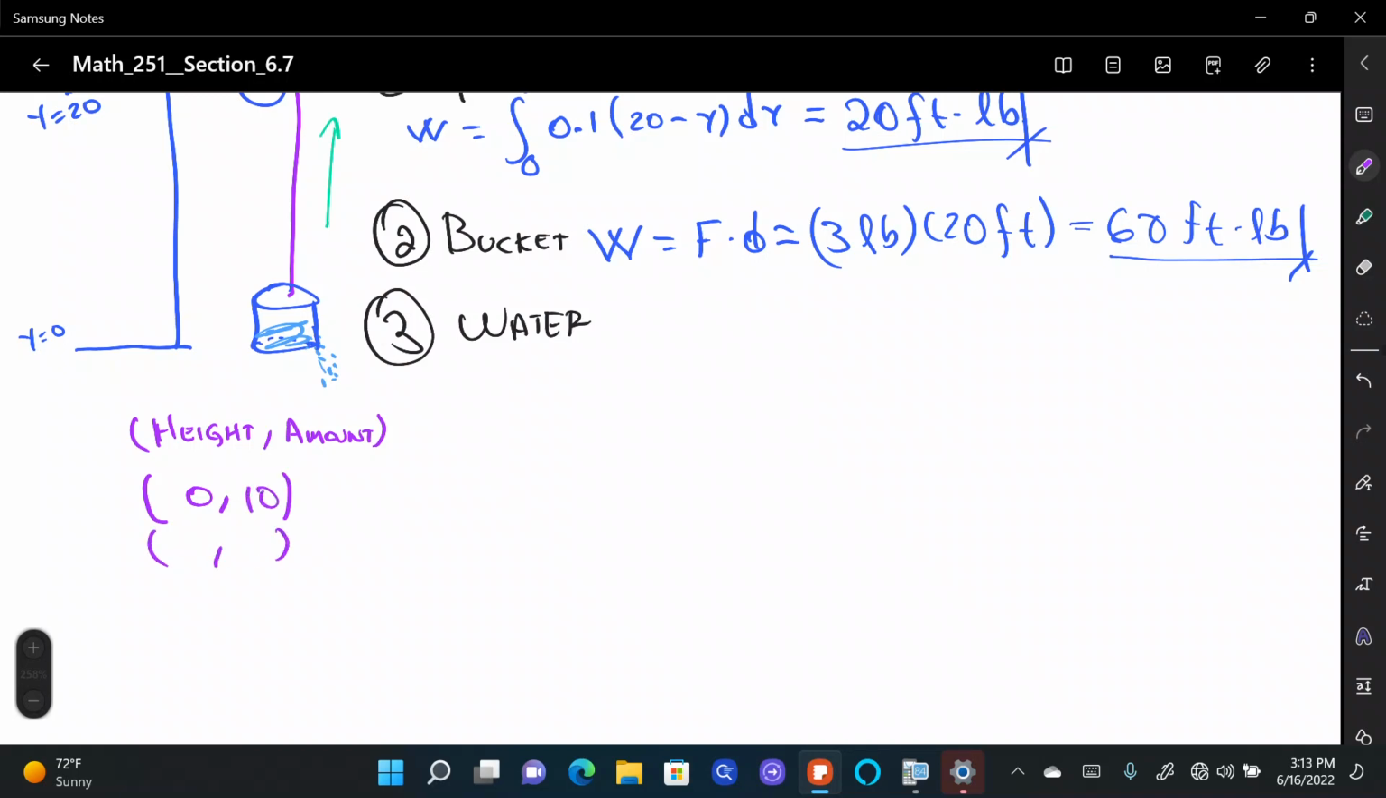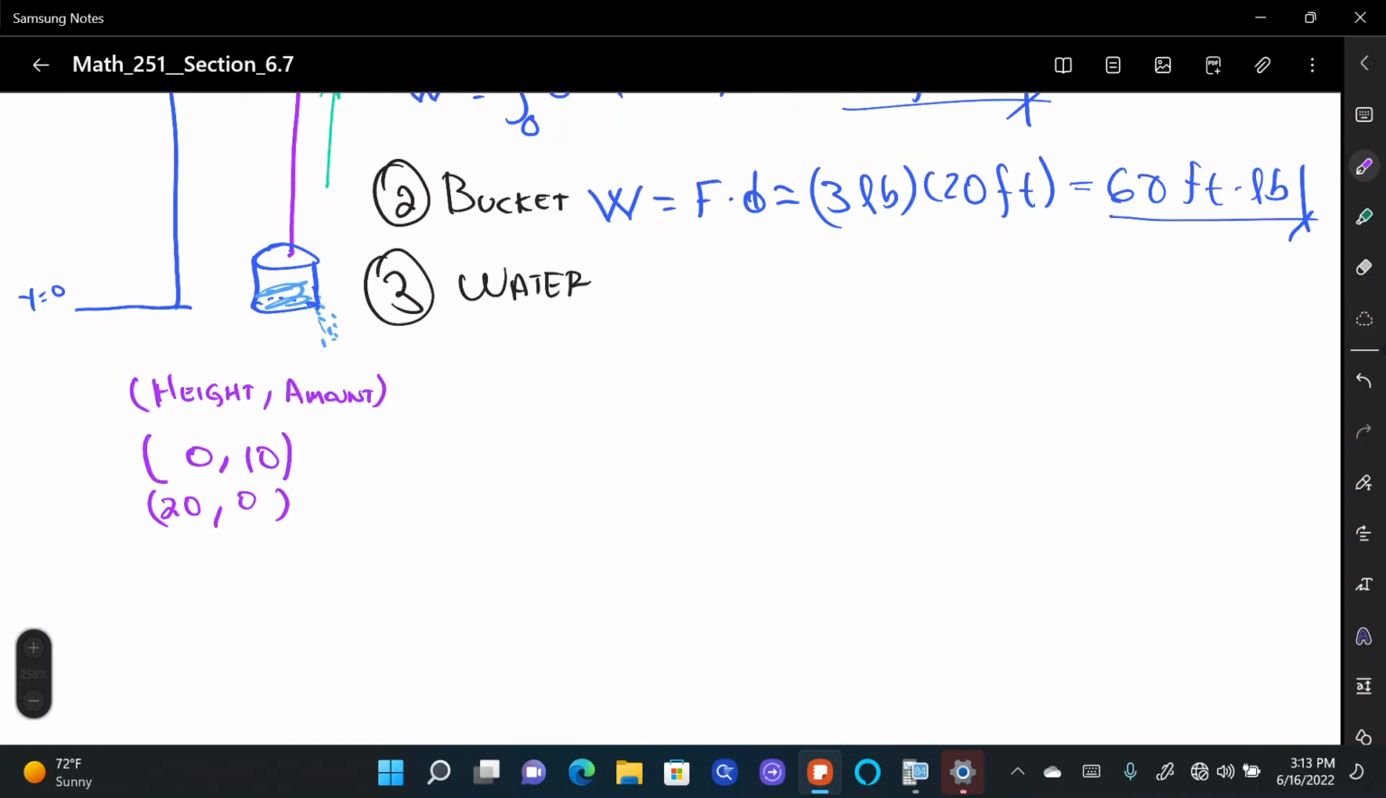The second point: at the point where the bucket is at its highest point, which is 20, how much water is there? Nothing, because it already leaked, right? So we're going to use those 2 points to find the equation of a line. And, find the slope.